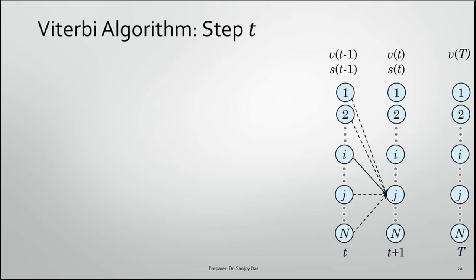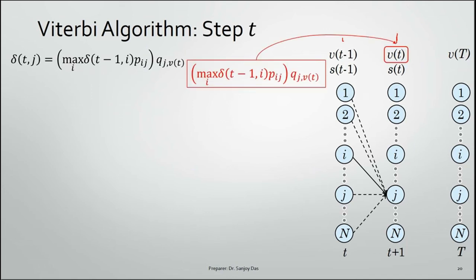Now in step t, we apply the recursive rule. So in step t, we assume that we know the probabilities, the deltas for t minus 1, and then we apply the recursive rule to obtain the deltas for time t. So this is the expression that we're going to use. Delta t j is max over i of delta t minus 1, i, Pij, times qj of v t. And while we're doing delta t j, we'll have to find rho t j, which is the argmax over i of delta t minus 1, i, Pij.